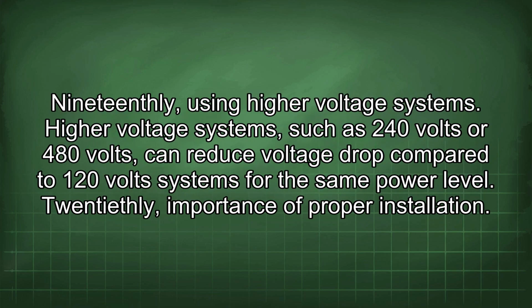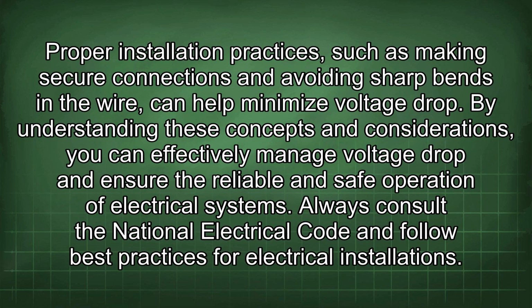19thly, using higher voltage systems. High voltage systems, such as 240 volts or 480 volts, can reduce voltage drop compared to 120 volt systems for the same power level. 20thly, importance of proper installation. Proper installation practices, such as making secure connections and avoiding sharp bends in the wire, can help minimize voltage drop. By understanding these concepts and considerations, you can effectively manage voltage drop and ensure the reliable and safe operation of electrical systems. Always consult the National Electrical Code and follow best practices for electrical installations.